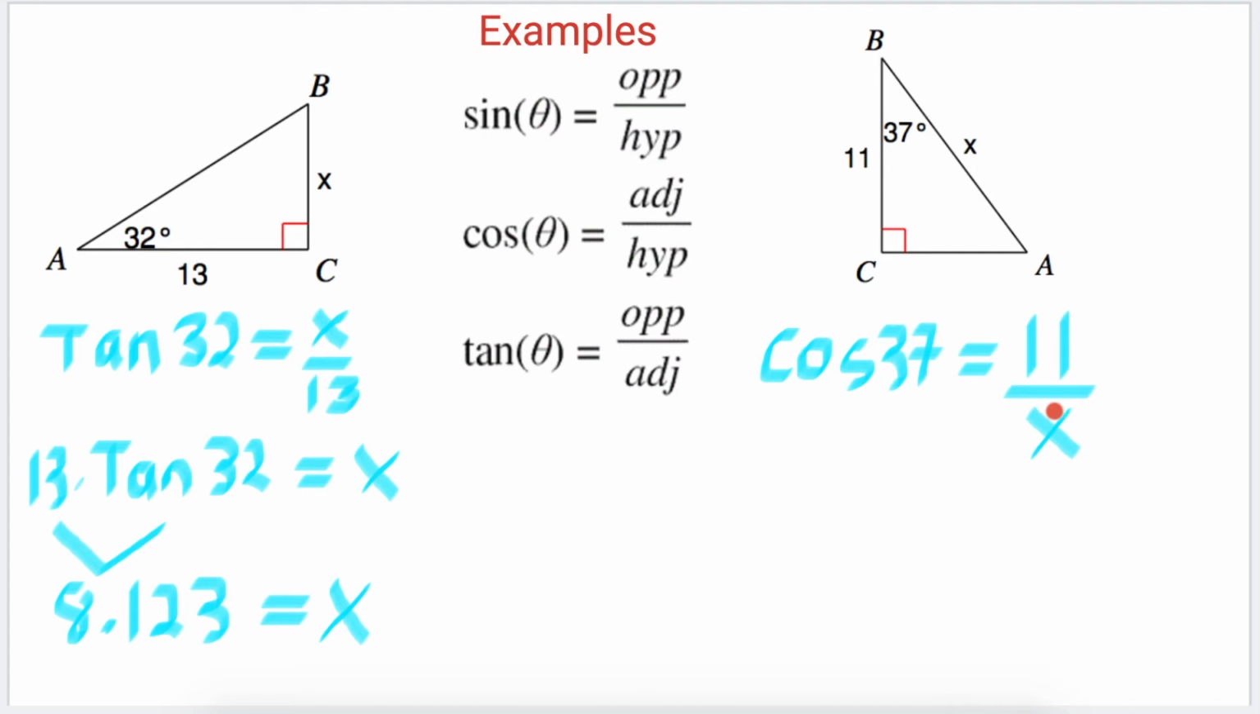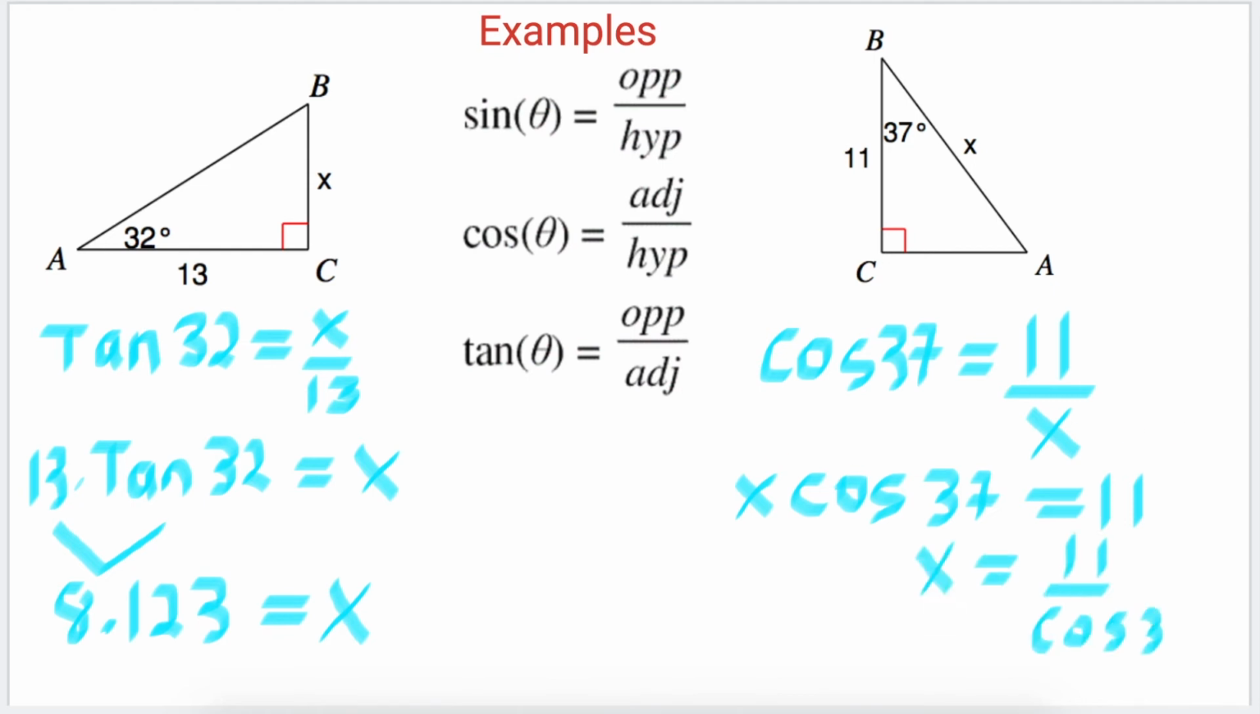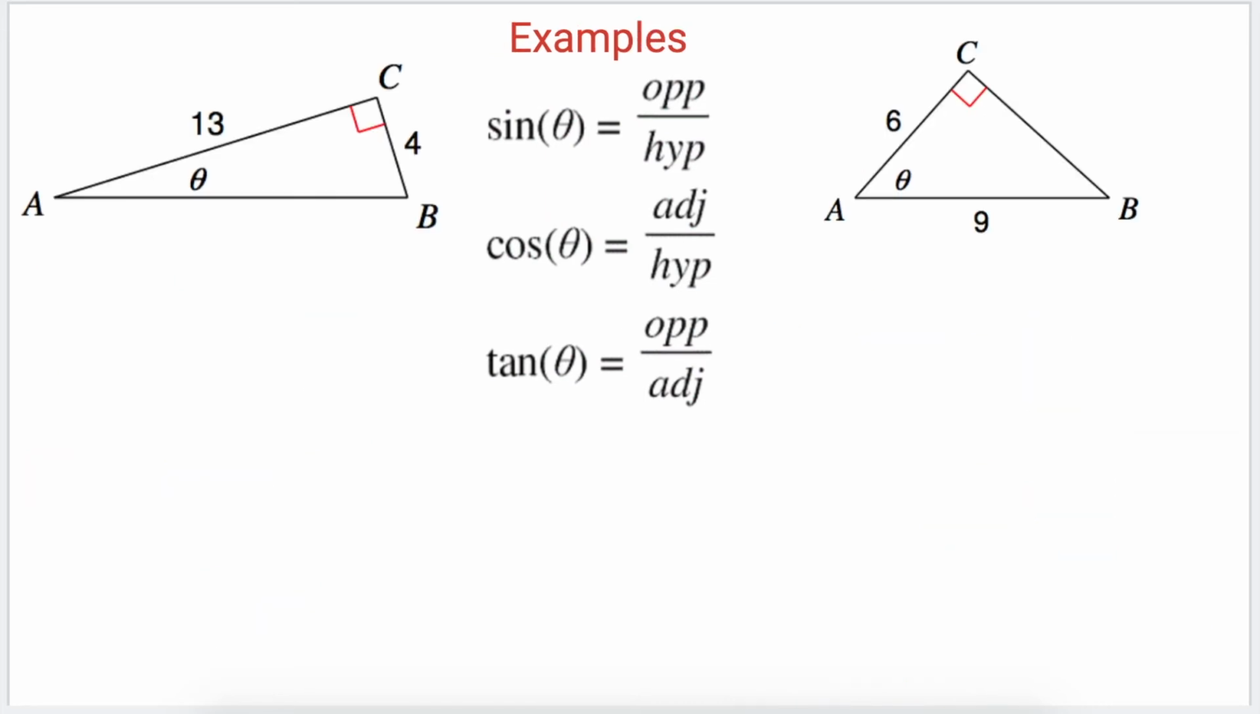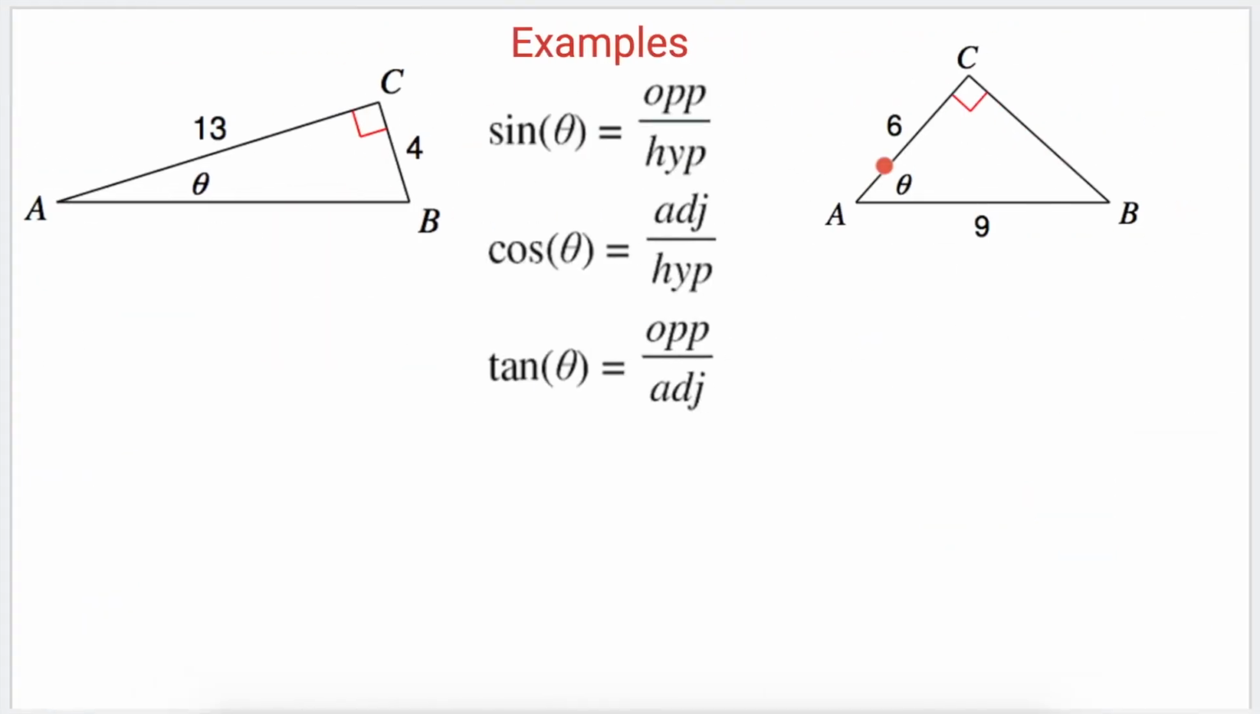So what I'm going to do is multiply x on both sides, and I'll have x times cosine of 37 equals 11. X is not quite alone yet, so if I want x to be alone, I need to get rid of cosine of 37 by dividing both sides. So x is going to be equal to 11 divided by cosine of 37. Again, using my calculator, I'm going to get x is equal to 13.773.